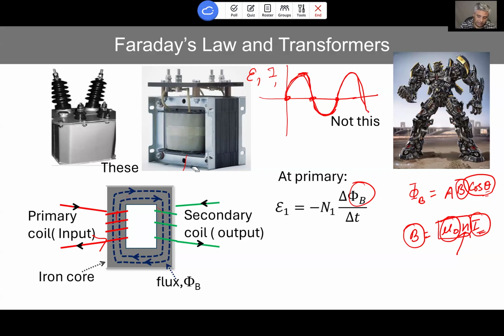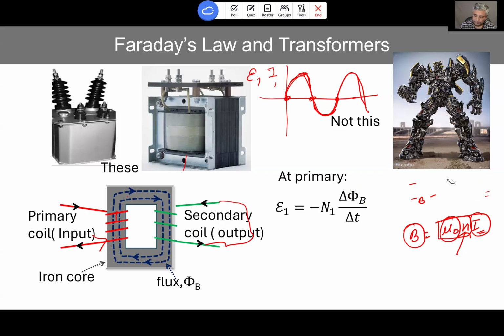Now, what happens? There is this flux, and flux is changing in this coil. Since it is changing, flux is coming and entering this coil, which means the flux is changing here, and it's going to induce the EMF and current on this side. So that's how a transformer works.